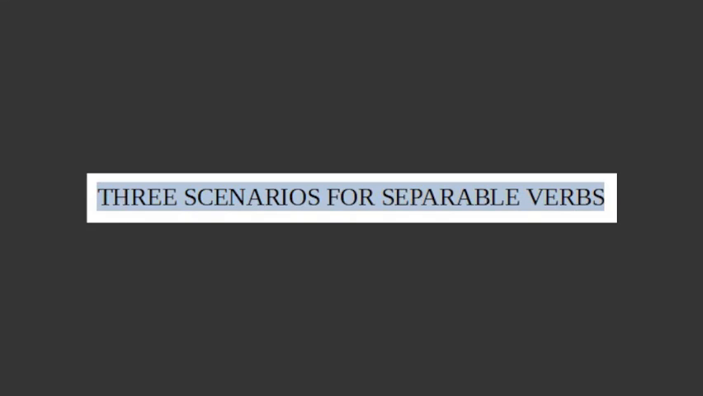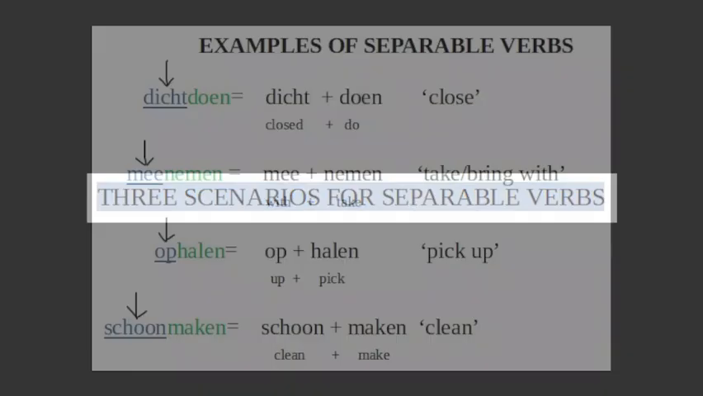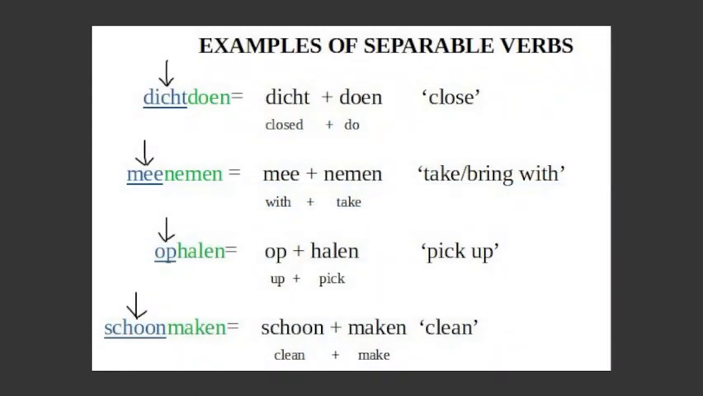In this video, I'm going to explain 3 different scenarios that can happen in the case of separable verbs in Dutch. Now, first of all, we need to understand what separable verbs are. They are basically verbs with an extension. In many cases, that's a preposition, but it could also be an adjective, for example. In the following examples, I colored the verb parts green and the extensions blue.